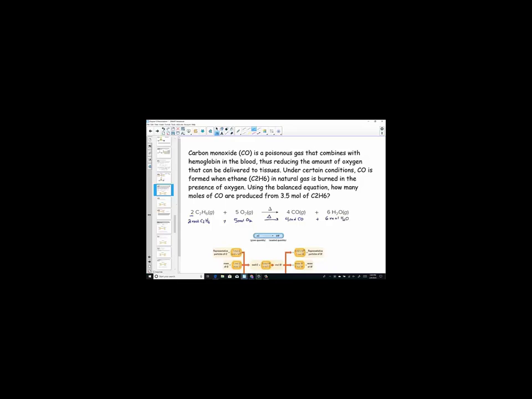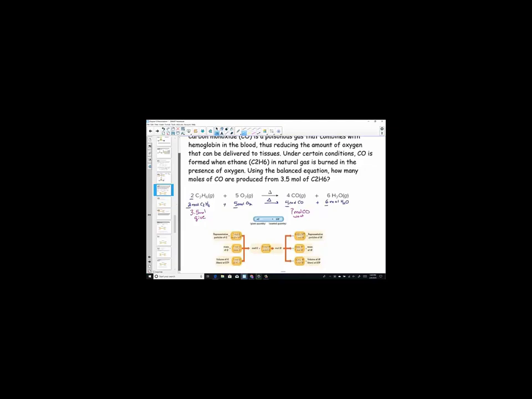Using this balanced equation, this 2 to 5 to 4 to 6, how many moles of CO, that's what we want to know, are produced from 3.5 moles of ethane? That's our given. See what we're doing on our mole map? Given a mole, we want to calculate a mole. Now we call these a mole-mole problem. Pretty snappy, right? A mole-mole. Given a mole, calculate a mole.